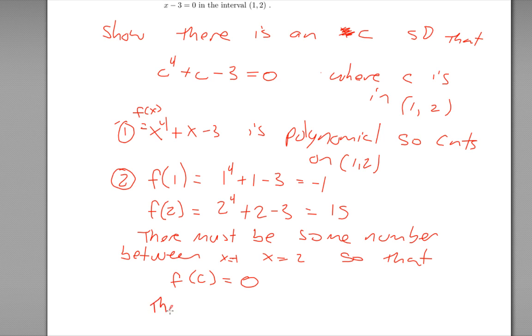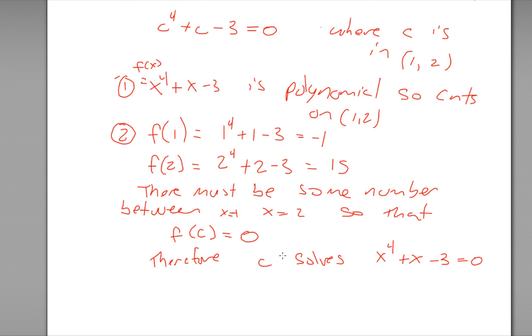Therefore, c solves x to the fourth plus x minus 3 equals 0. Right? Because c is this special place where the function equals 0. It's a special place where the function goes from a negative number to a positive number, because it has to be, by the intermediate value theorem, there has to be 1. And so we're going to call c this special number. So there has to be at least 1.